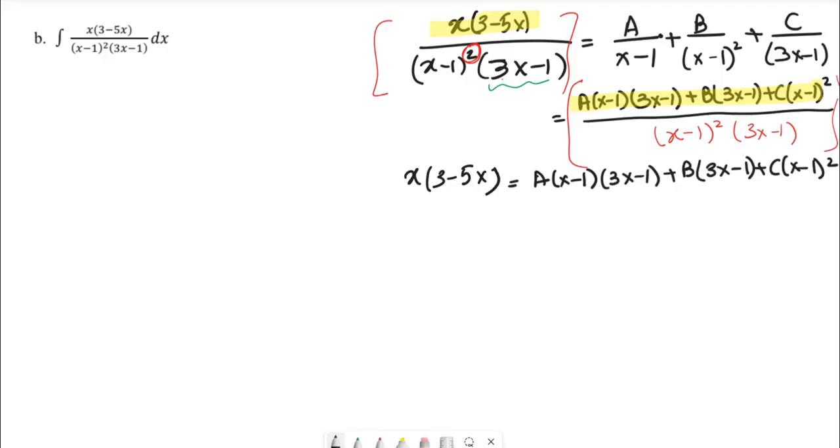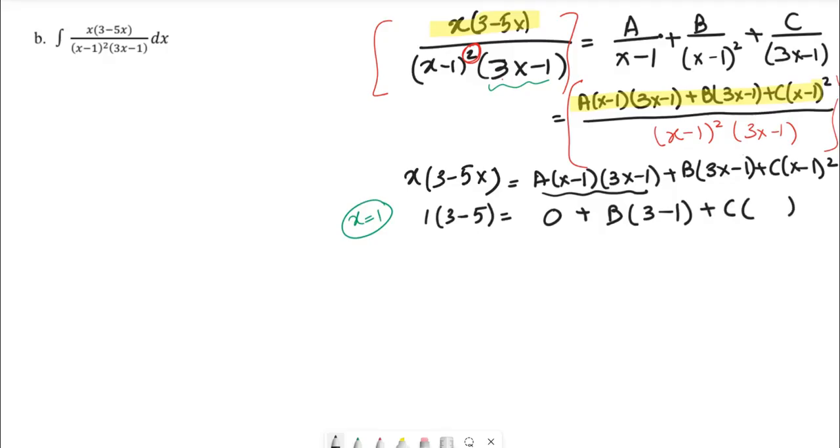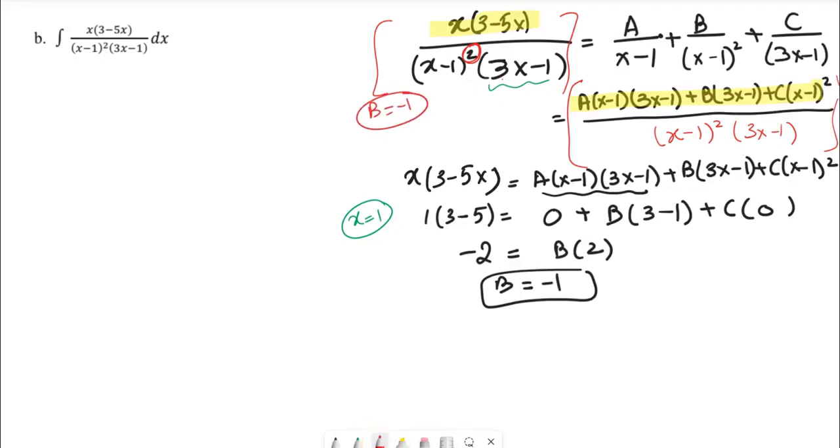This should be true for all x. So I'm going to start with, what happens if x is 1? If x is 1, this will be 1 times 3 minus 5, because x is 1, this whole thing will become 0. Therefore, 0 plus b times 3 minus 1, because x is 1, plus c times this whole thing will also become 0. So we have negative 2 equal to b times 2. B is equal to negative 1. So we found our first value, that b is equal to negative 1.